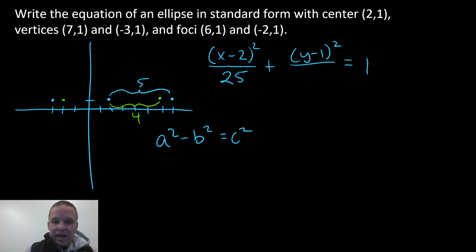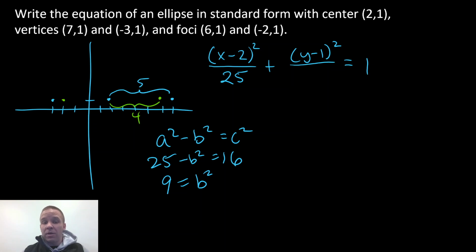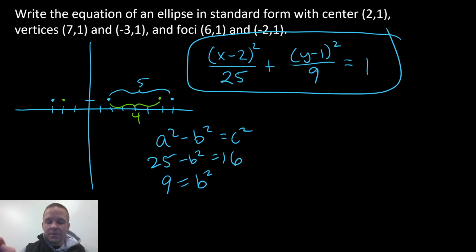So I'm going to have a squared is 25. I don't know what b squared is, but I do know that c is 4, so that's going to be 16. So now I'm going to end up doing a couple steps here. I'm going to have 9 equals positive b squared. So b is going to end up being 3, but I really only needed the b squared, which is 9. Do I have my equation of this ellipse in standard form?